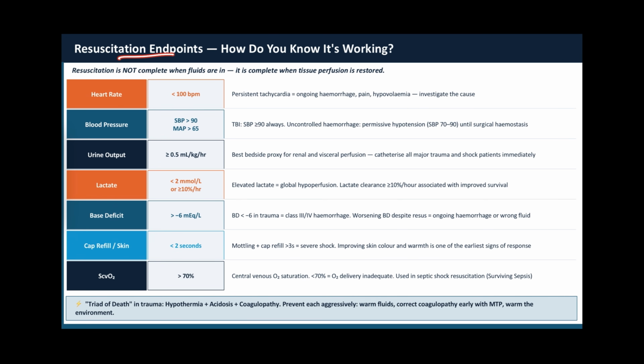Resuscitation endpoints. How do you know it's working? One of the biggest mistakes doctors make is assuming that resuscitation ends once fluids or the medications have been given, but it doesn't. Resuscitation ends when tissue perfusion has been restored. So how do we know our patient is improving? Look for the objective markers.